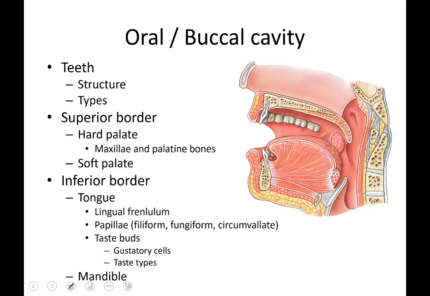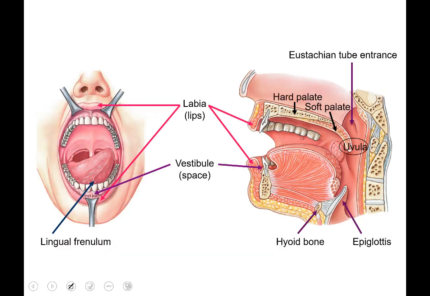we have teeth. Teeth are meant for mechanical digestion, breaking up our food, putting it in smaller pieces. The mouth is defined by the superior border, like we did with the respiratory system. We have the hard palate, maxilla, palatine bone, soft palate behind that. Then the inferior border is going to be the tongue. What connects the tongue down is it's attached down to the lower mandible, as well as if you were to curl your tongue up, you can see a tether underneath your tongue. That's known as the lingual frenulum.